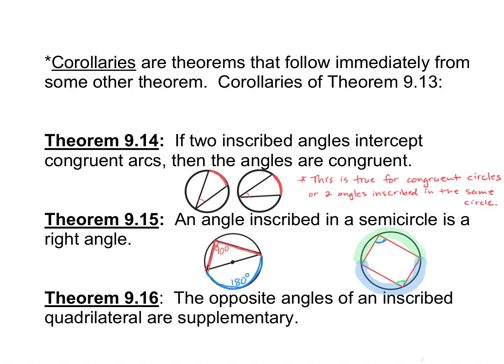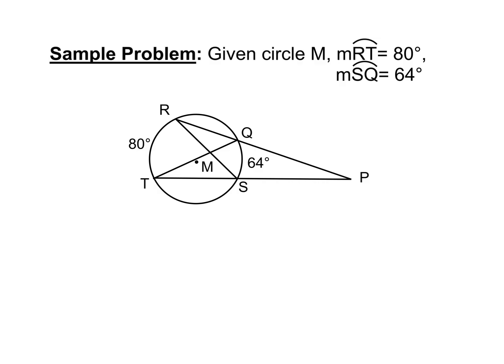So if you look at the green arc here and the blue arc, that makes up the entire circle. And the entire circle is 360 degrees. That means the sum of these 2 angles has to add up to be 1/2 of that, which is 180, which is what makes them supplementary.